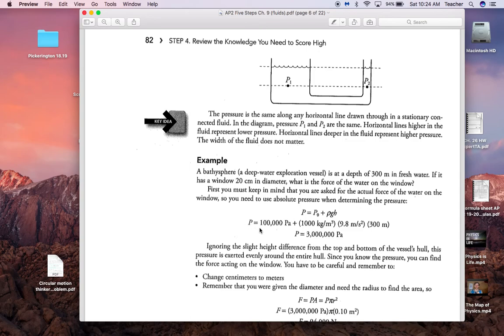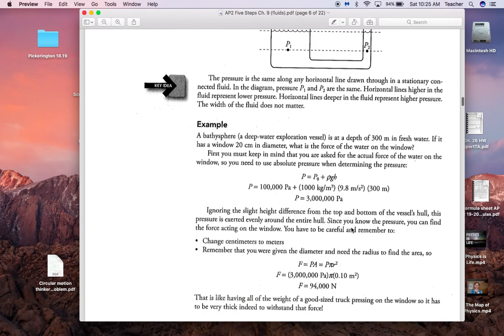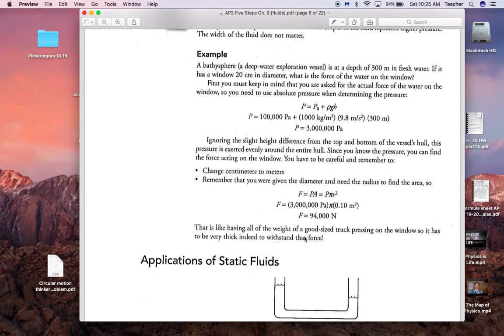If they asked you the net force and the pressure inside the sub was 1 atmosphere, then you just wouldn't have to take into account that atmospheric pressure on the outside, because it'd be caused by the atmosphere both outside and inside the sub. Here they're only asking about the force of the water on the window, so that would be only the outside pressure pushing in, in my mind. And they go through the calculations here to solve for that.